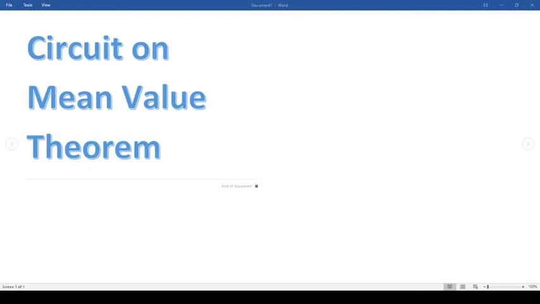Alright, here's my fancy title for this. It starts off with the converse of the mean value theorem. We are going to look at a couple of problems on the mean value theorem.